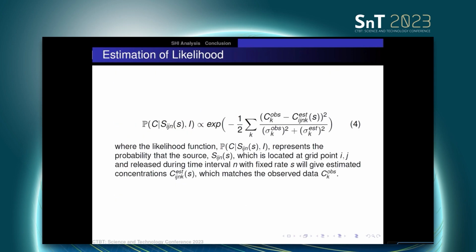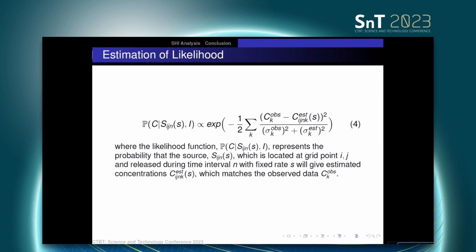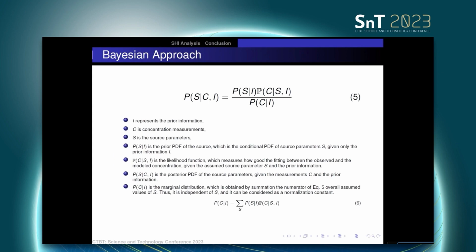Then we calculate what's called the likelihood function by using a Gaussian distribution. This is the likelihood function, and we use a Bayesian approach. In the Bayesian approach, we multiply this likelihood function with the prior assumption. In our exercise, we assume that all grids and all times have the same probability, using a uniform distribution, so the value of probability in that case is just 1.